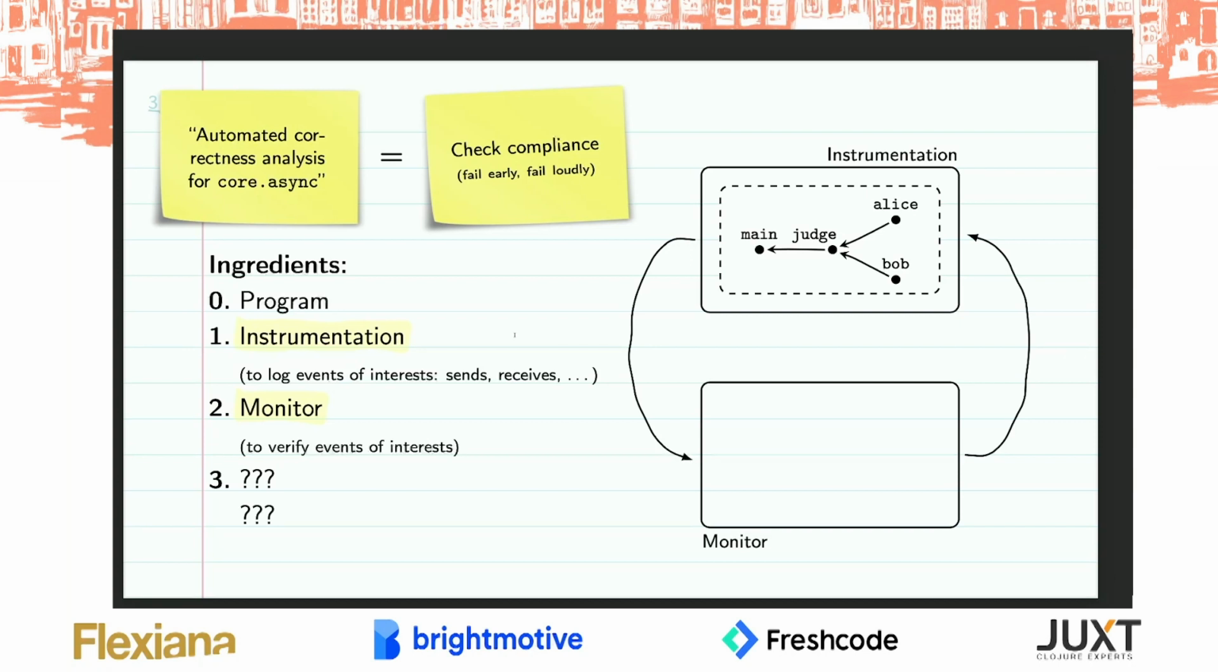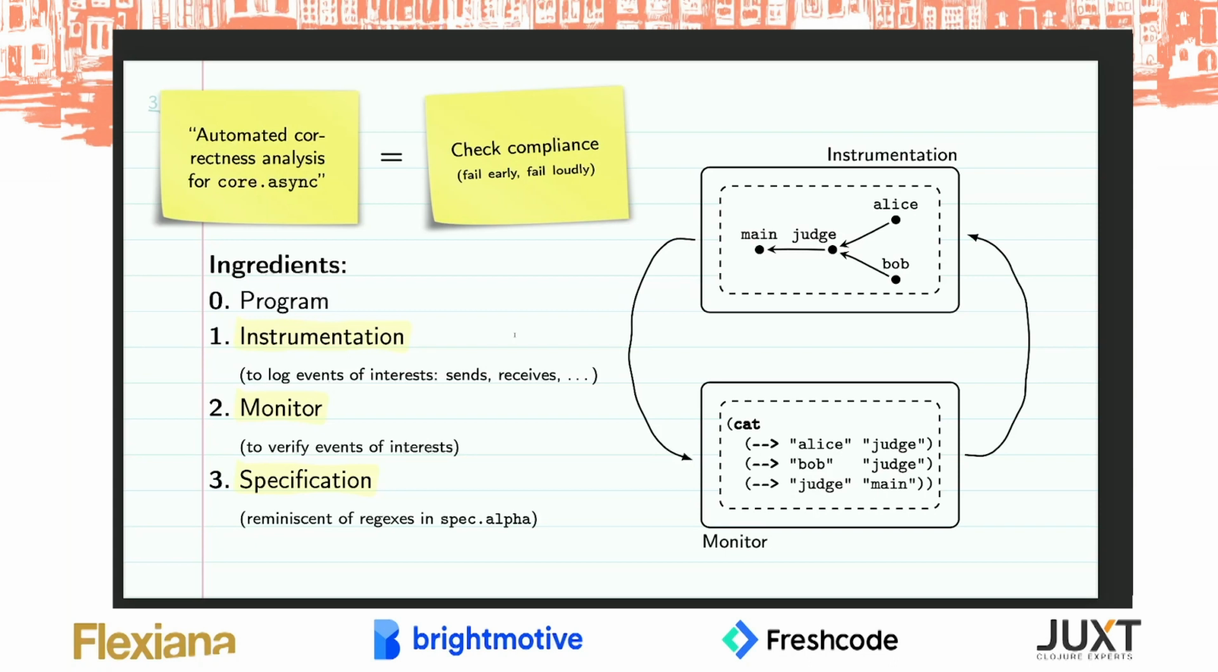Now that's great or not great, I don't know. That's at least how it works. But of course, it is essential in some sense that the monitor must know what is this intended communication protocol. Otherwise, what is it going to be analyzing? And so the final ingredient that we need is a specification of the protocol. The specification language that we implemented for this is basically just a bunch of Clojure macros. And in defining these macros, we drew a lot of inspiration from regular expressions in spec.